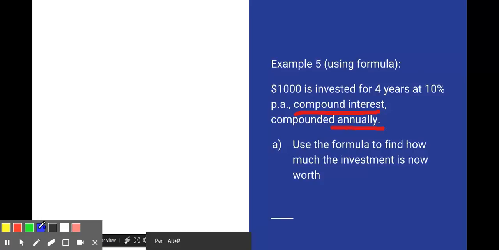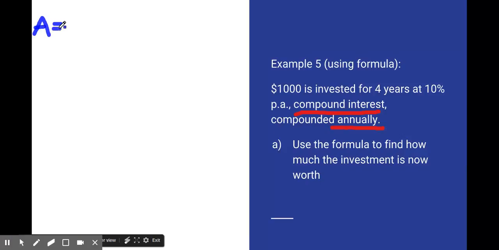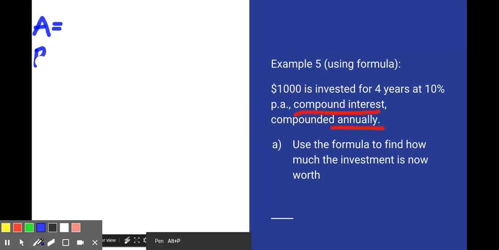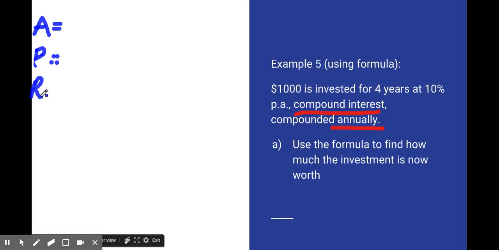Okay, so because it says compound interest, I need to pay attention to the variables that have to do with compound interest. I need to worry about A, I need to worry about P, I need to worry about R, and I need to worry about N. So they're the 4 variables for compound interest.